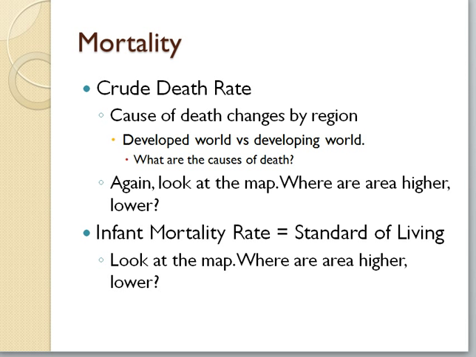The infant mortality rate is the number of children who do not live to the age of 5 per 1,000 births. So if you have an infant mortality rate of 5, that means 5 out of every 1,000 births, children do not live to the age of 5. And this is a great indicator for standard of living. We talked in chapter 1 that the HDI was also a good indicator of standard of living. The infant mortality rate is much better, and we'll take a look at some of the reasons for that.